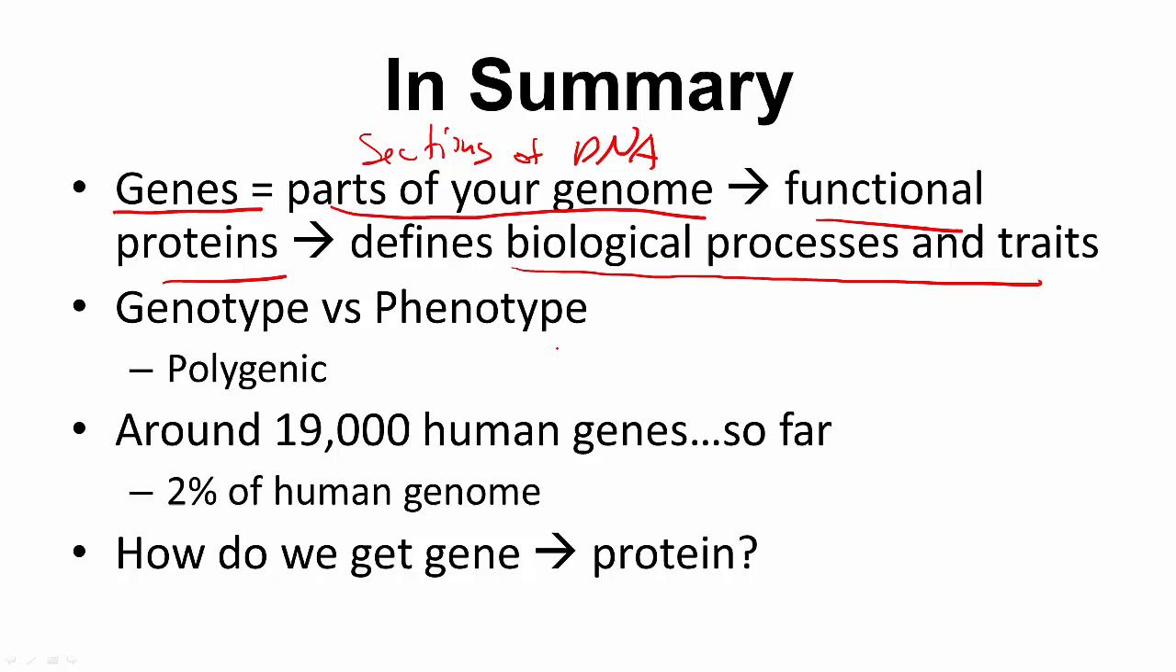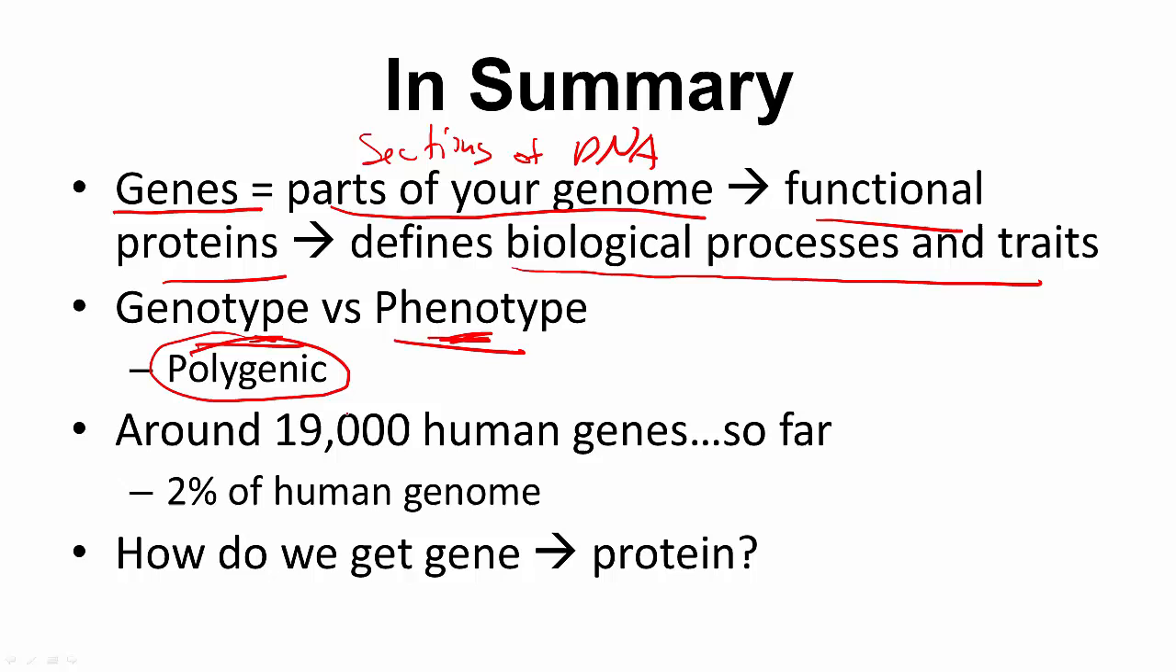And remember the difference between genotype and phenotype. Genotype being the exact DNA sequence of your genes, while the phenotype is the direct result of gene expression, the final product. And keep in mind also that most traits are polygenic. So most phenotypes are polygenic. Basically, it means that it's determined by more than one gene.